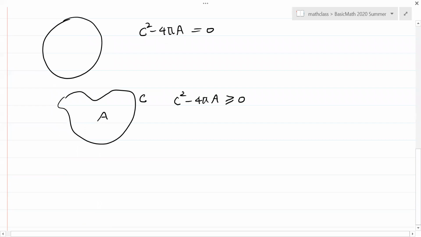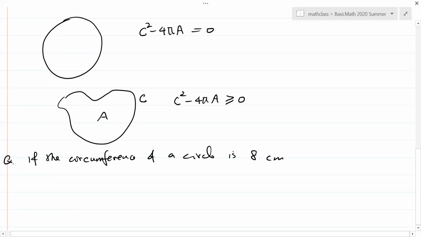Now let's do some exercises. We found all the relationships among those quantities: circumference, diameter, and area. So here's a question. If the circumference of a circle is 8 centimeters, what is the area?